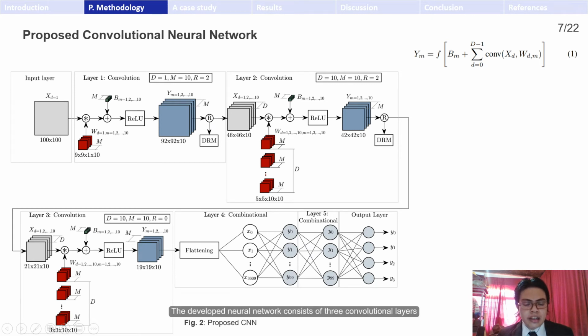The developed neural network consists of 3 convolutional layers, 2 maxpool layers, and 3 feedforward layers, shown in Figure 1. In Figure 2, the convolution operation of equation 1 is represented by an asterisk, the addition of the bias by a plus sign, and the ReLU layer by an R. The activation function for hidden layers is the rectifier linear unit function because of the property of avoiding the fading effect. For the output layer, the sigmoid function is used.